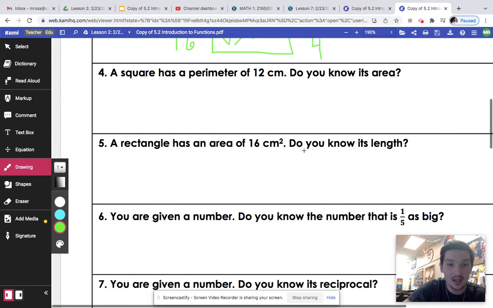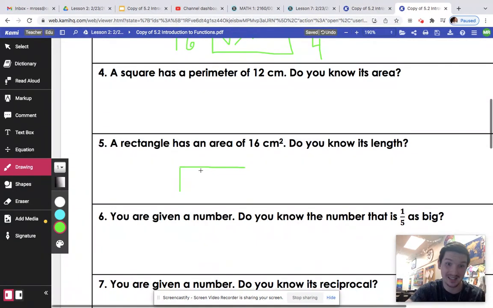It says a rectangle has an area of 16 centimeters squared. Do you know its length? Well, the problem with this is that there are so many different answers we could use for the length of a rectangle to get 16. And that's why this one's no, right? There's just so many options.